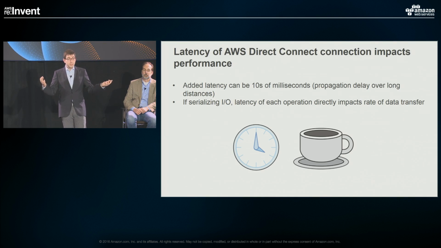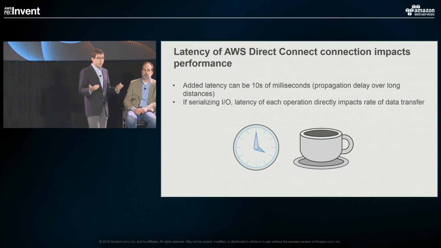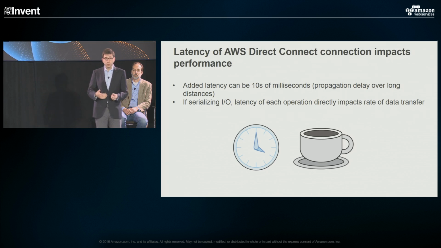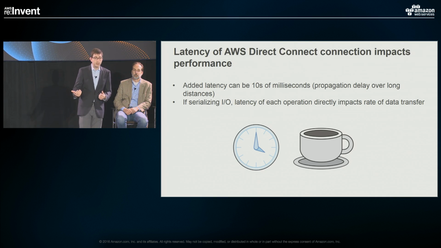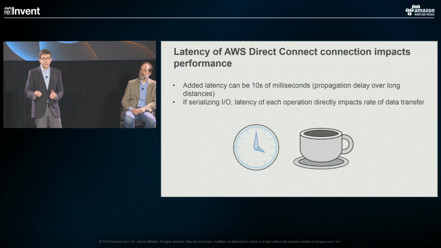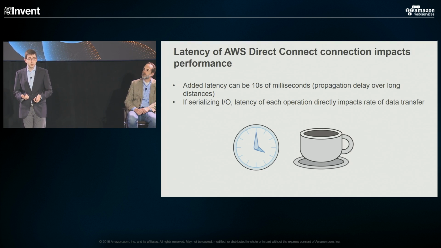Now keep in mind that the latency of Direct Connect connections will impact performance. Due to laws of physics, on some Direct Connect connections, you'll actually see tens of milliseconds of delays due to propagating the data over long distances. So if you're really trying to drive high levels of throughput, high levels of I/O, keep in mind what we talked about earlier in terms of parallelizing the data that you're copying over.